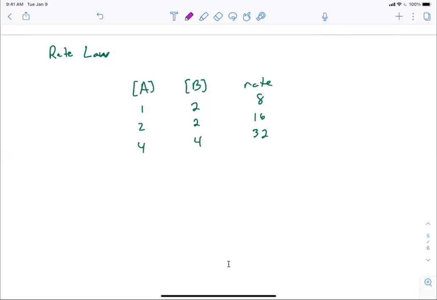If you're solving for A, you want B to be constant. So you could look at A and say, well, A is doubled and rate is doubled. So A is first order, because essentially what you're saying is 2 to the X equals 2, because the concentration doubled and the rate doubled. And so what power is the rate being affected? Power is 1.